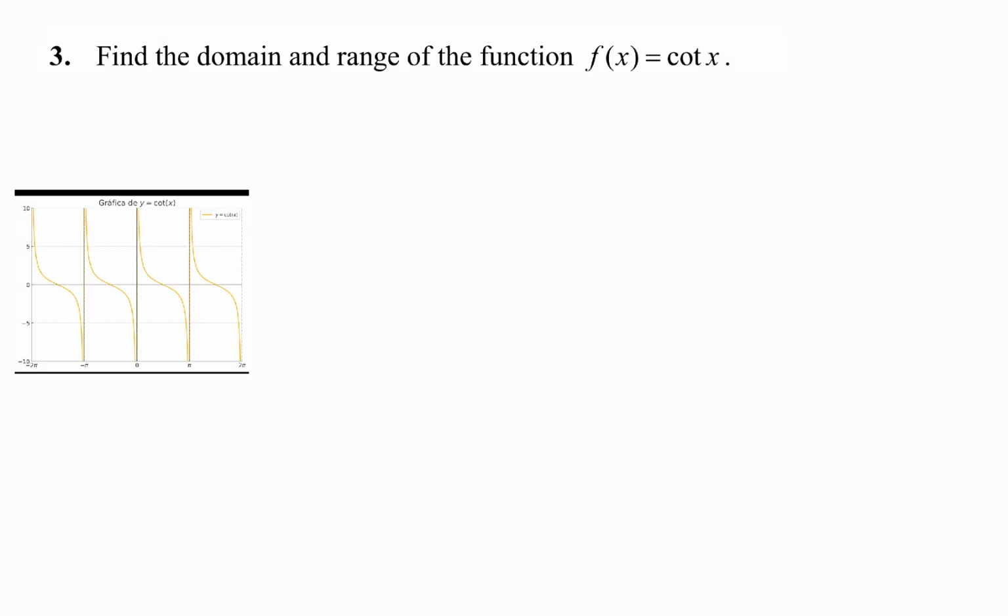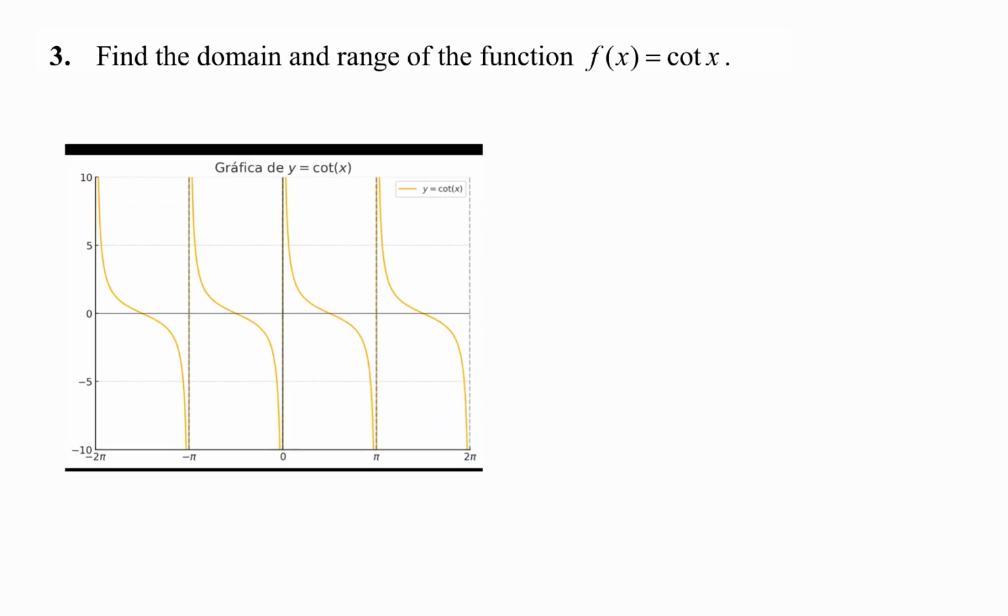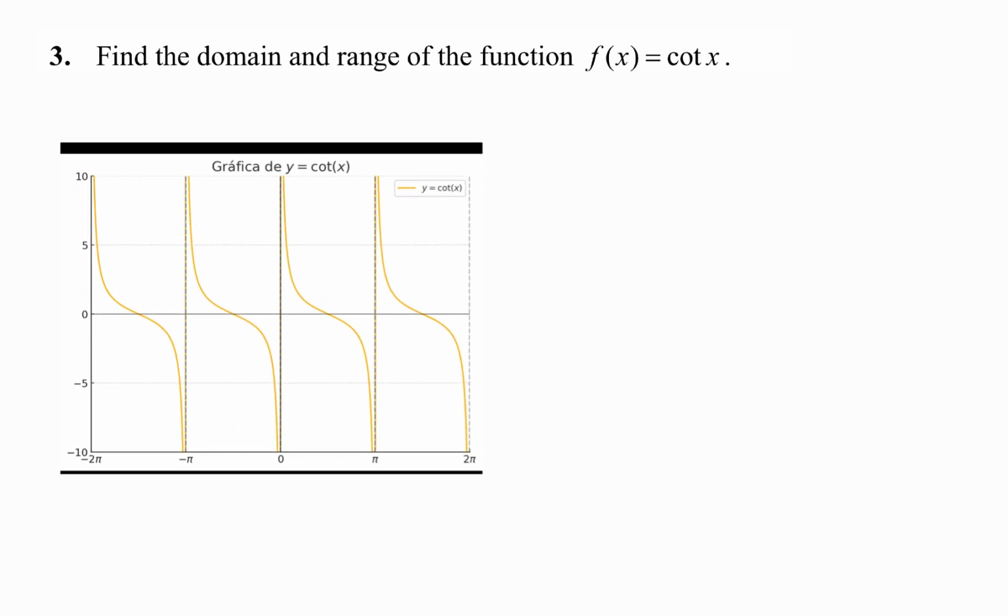Well, find the domain and the range of the function cotangent of x. The function cotangent of x looks like this, and you should know, based on the function tangent of x, how you will obtain this graph. You see this graph contains here the 0, the x-axis. Now this point is when cotangent of x is 0. And this point is when cotangent of x is infinity.